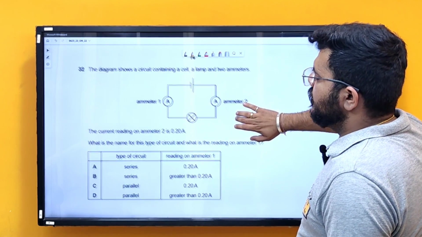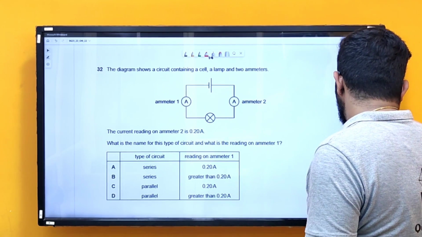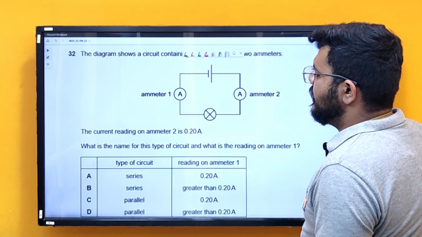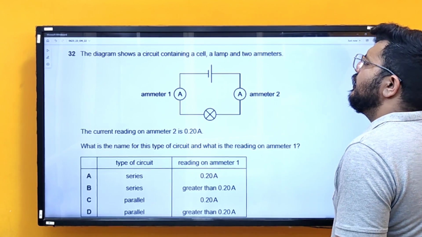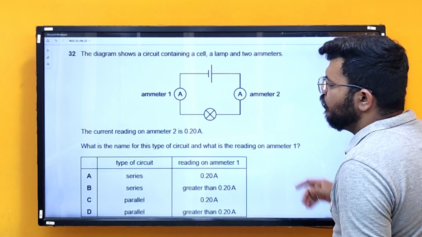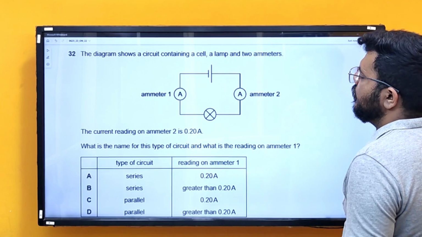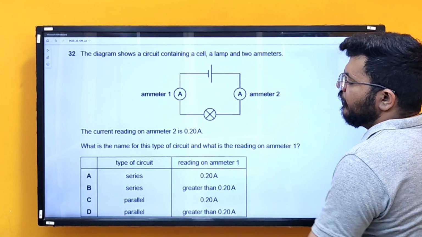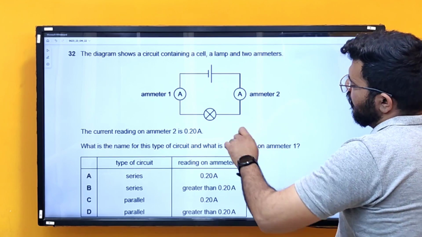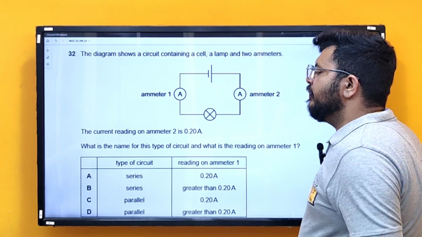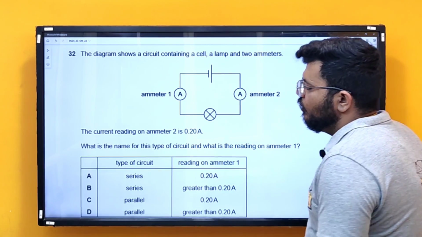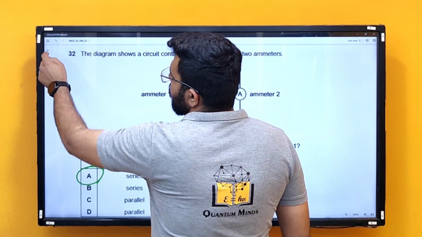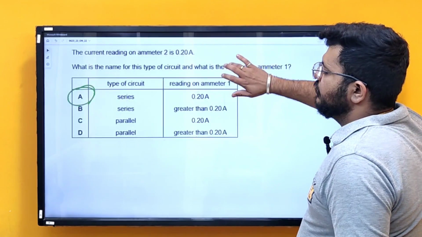Then we have question number 32. The diagram shows a circuit containing a cell, a lamp and 2 ammeters. The current reading on ammeter 2 is 0.2. The current reading on ammeter 1 will become 0.2. What is the name of this type of circuit? Series circuit. And what is the reading on ammeter 1? 0.2. So option A itself is your correct answer.